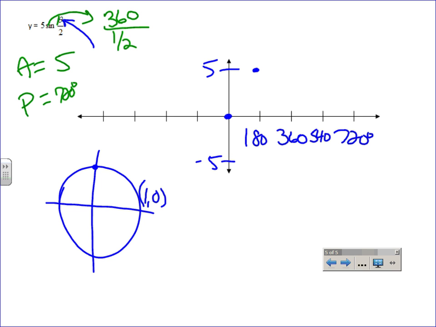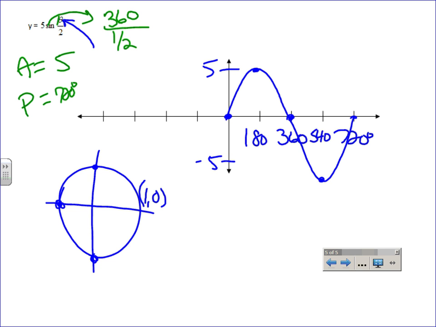What are you going to put in next? 360 divided by 2 is 180. Sine at 180 is 0. 0 times 5 is 0. Probably no surprise where it's going to go for 540. Yeah, 540 because 540 divided by 2 is 270. Sine at 270 is -1 times 5, -5. Right back here.